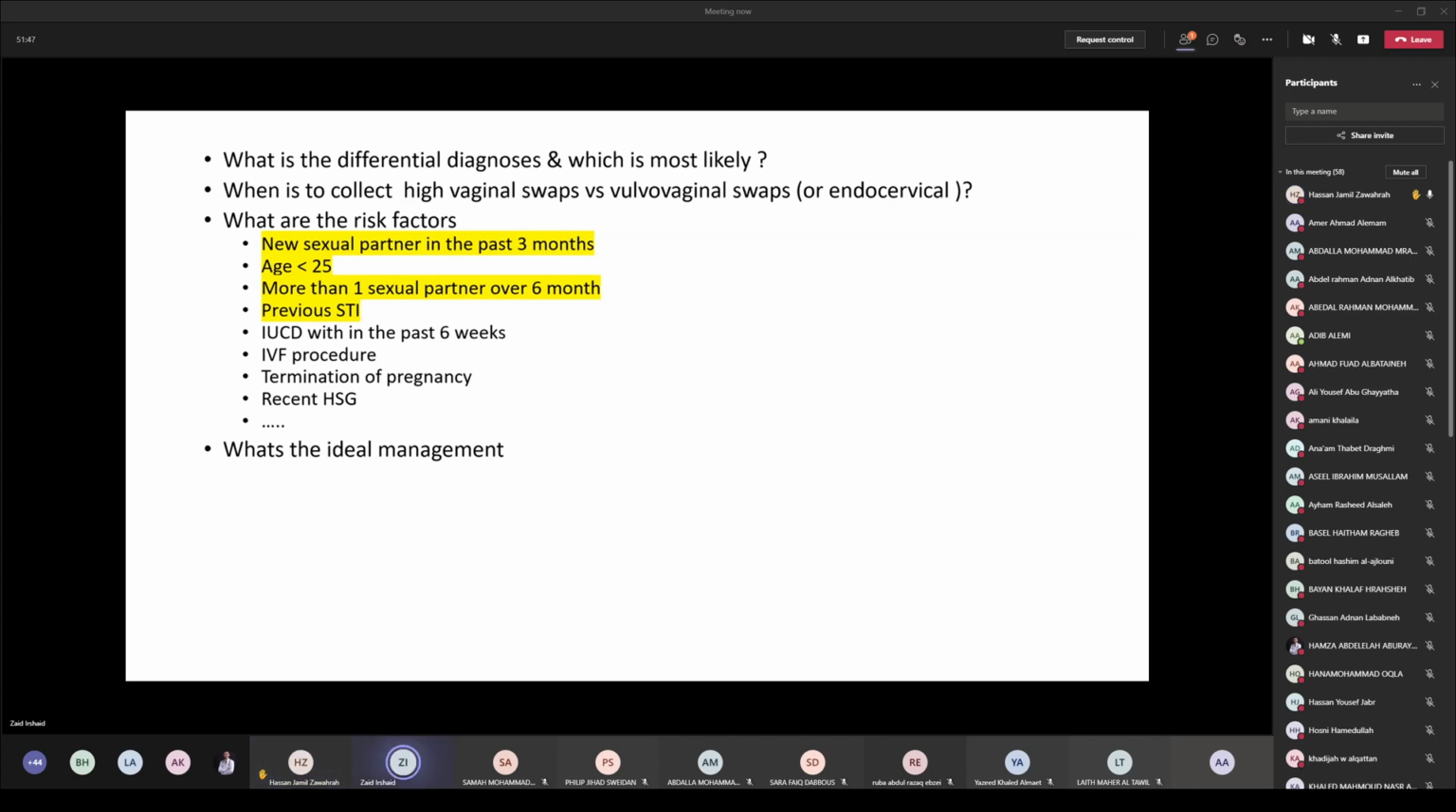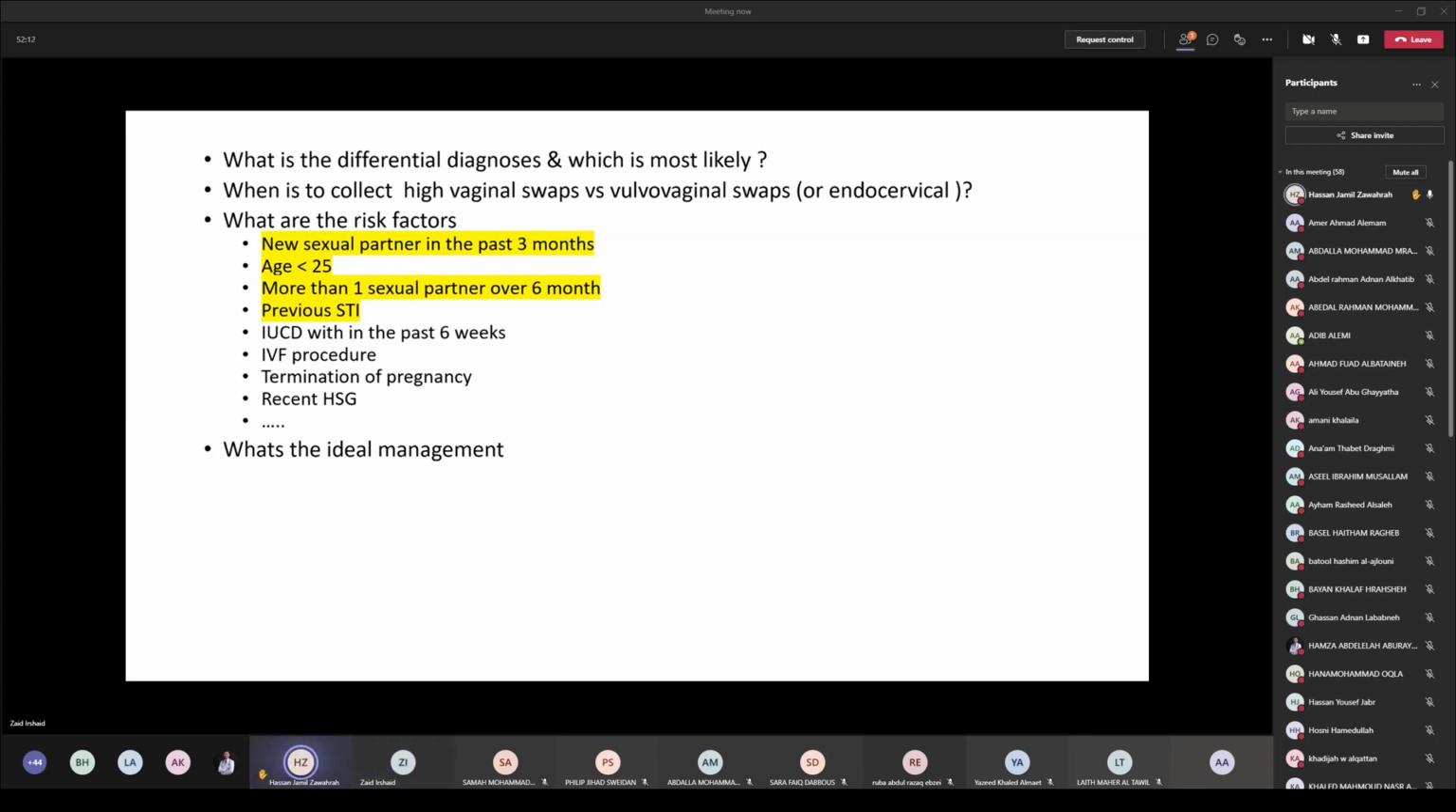So far we agree that the ideal treatment is an antibiotic, but we disagree on the type of antibiotic. And we'll discuss later on why the disagreement is. So far, is our diagnosis cervicitis and vaginitis, or is it PID? Hassan?